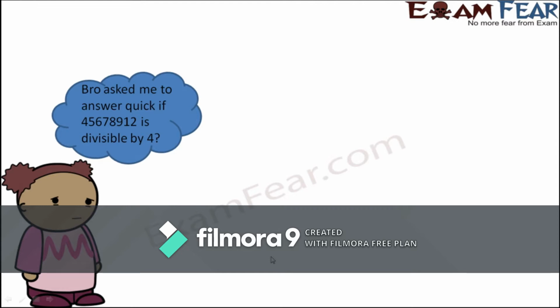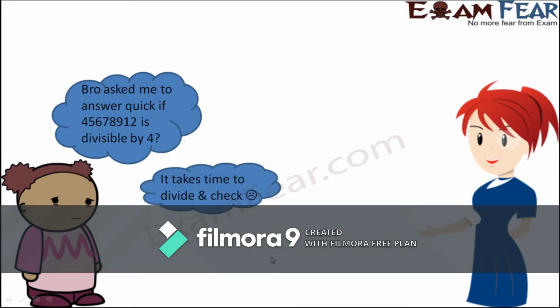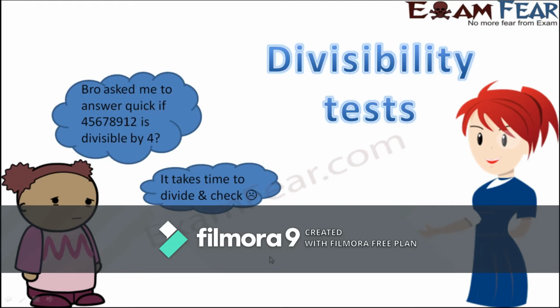So this might sound crazy to you, that it is really not possible to decide so quickly, within a few seconds, if such a big number is divisible by 4 or not. But actually we do have a solution for it. We do have a shortcut for it. And that is when we introduce the divisibility tests.